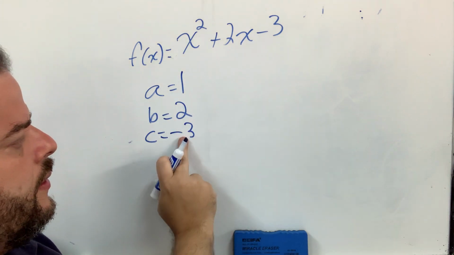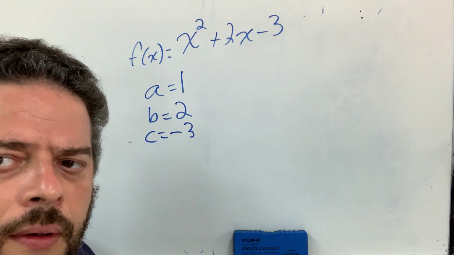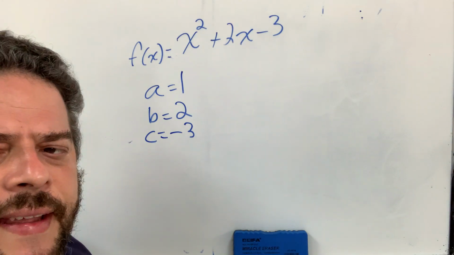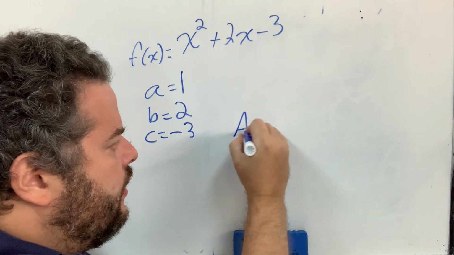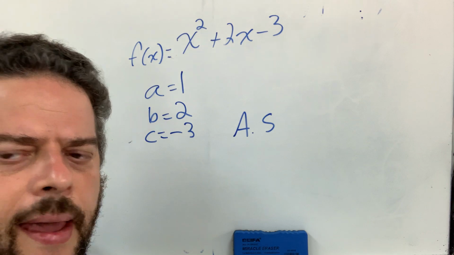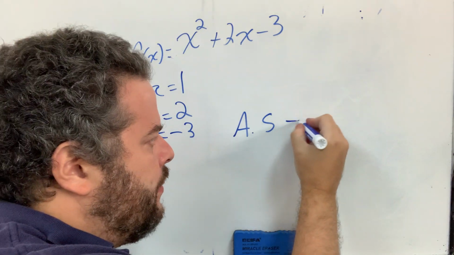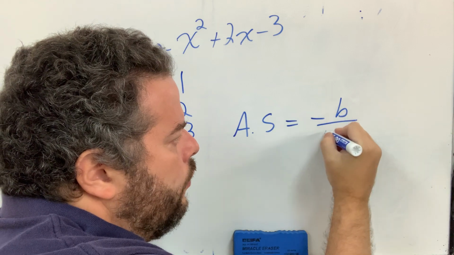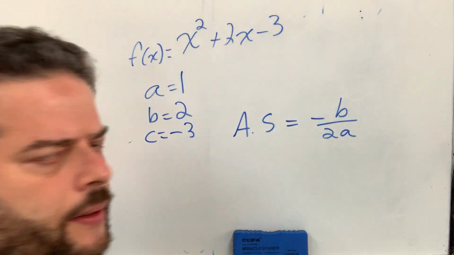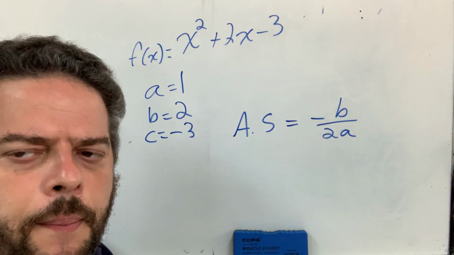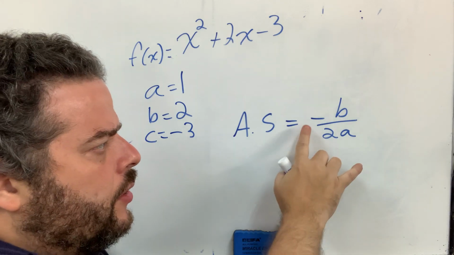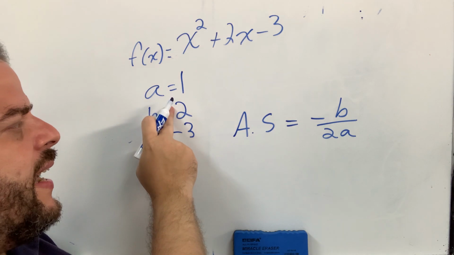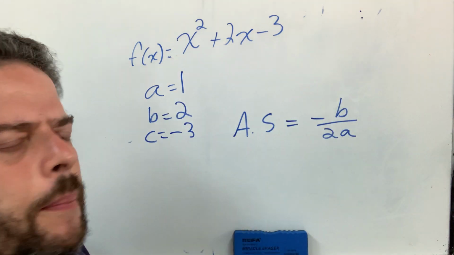The sign is associated. You have to always remember the sign. Now, step 2, we have to find the axis of symmetry. And we use this very simple formula: negative B over 2A. And again, many students mess up due to this negative.